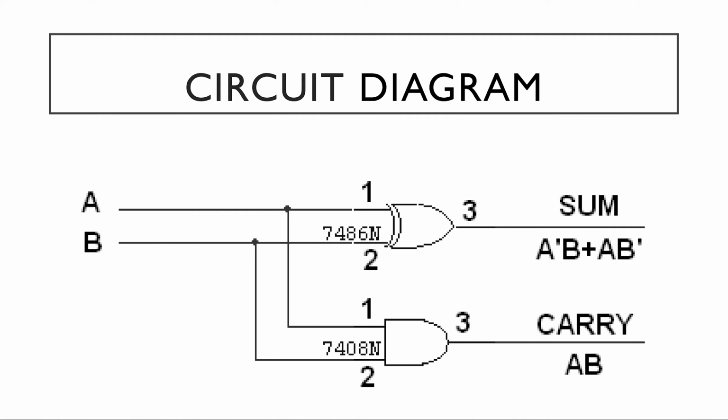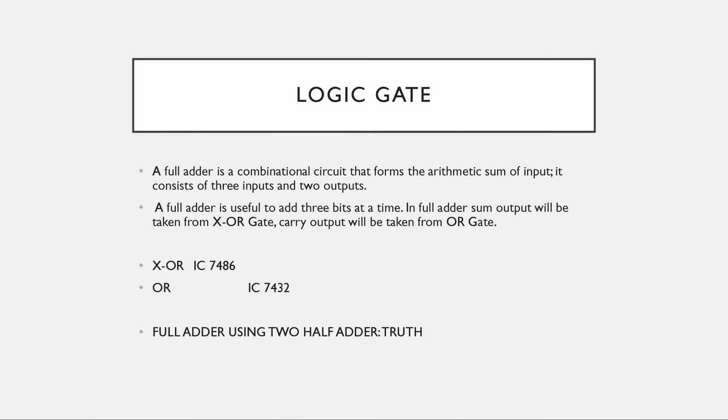Now we are going to see about the full adder. A full adder is a combinational circuit that forms the arithmetic sum of inputs. It consists of 3 inputs and 2 outputs. A full adder is useful to add 3 bits at a time. In the full adder, the sum output will be taken from the exclusive OR gate. The carry output will be taken from the OR gate.